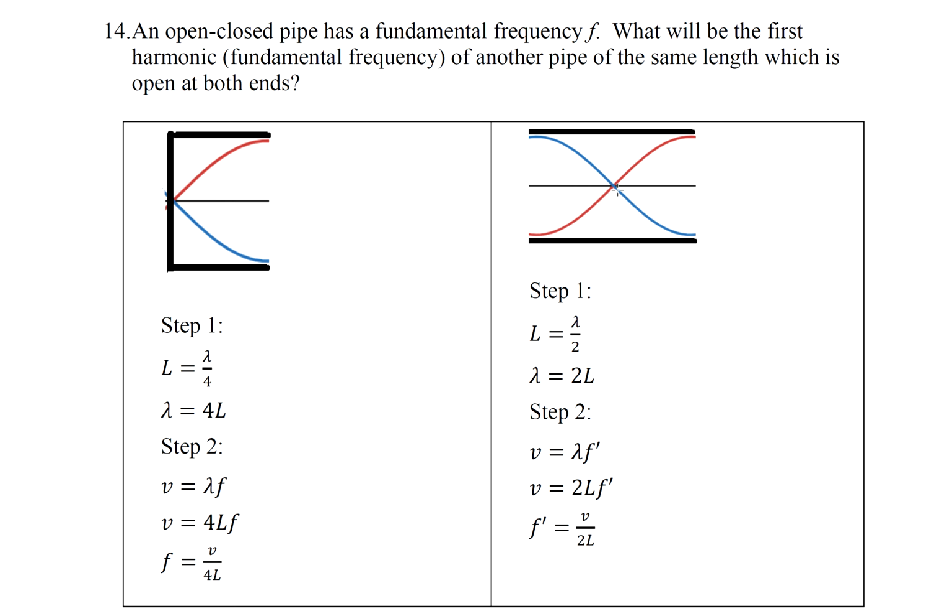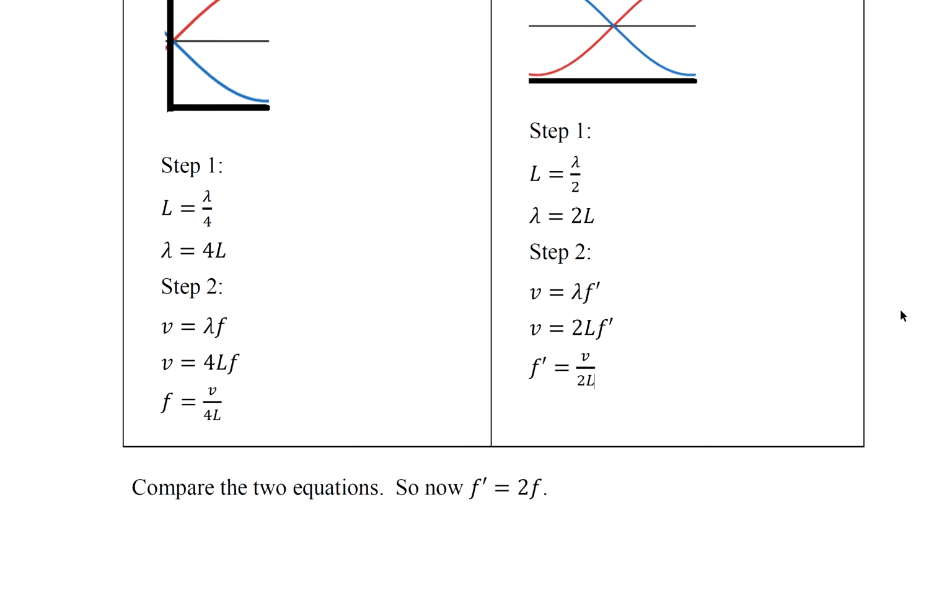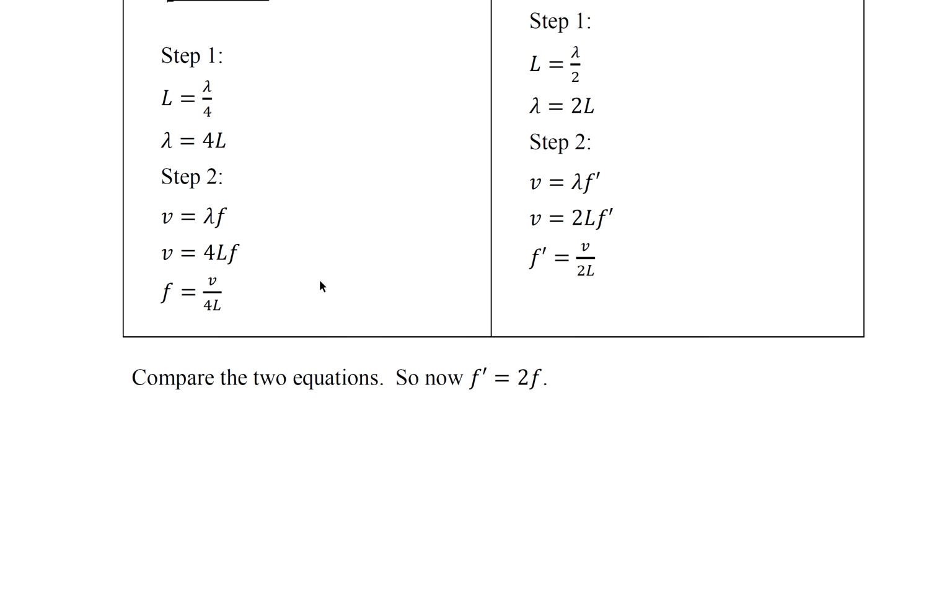Now look at the image on the right side. Now this is open at both ends. Step 1, find a lambda. Step 2, find f prime. F prime is not the derivative of f. So now compare the two. We know f prime is equal to 2f.